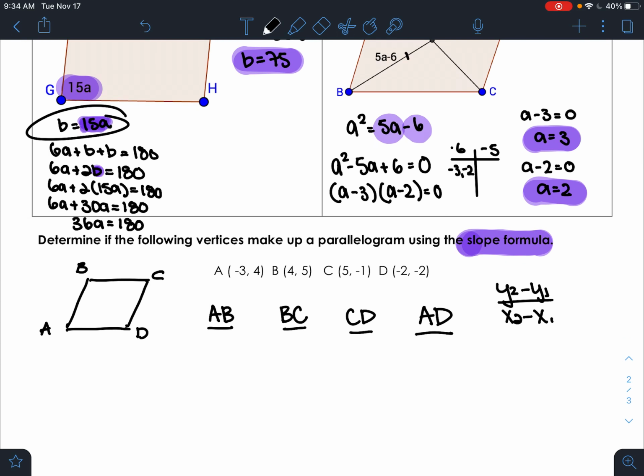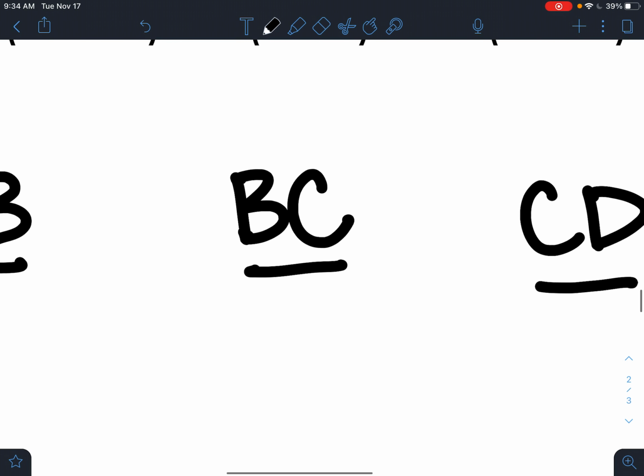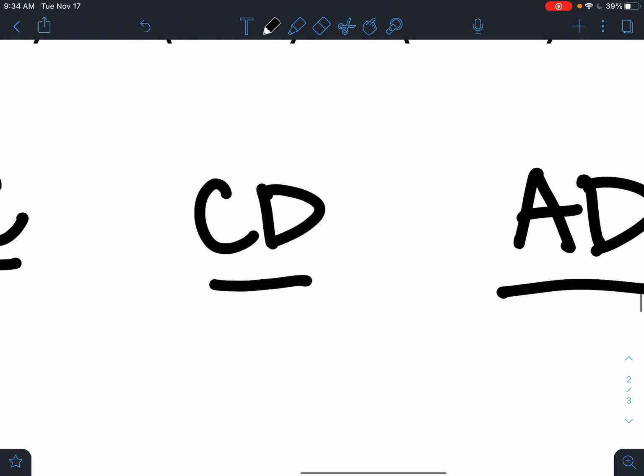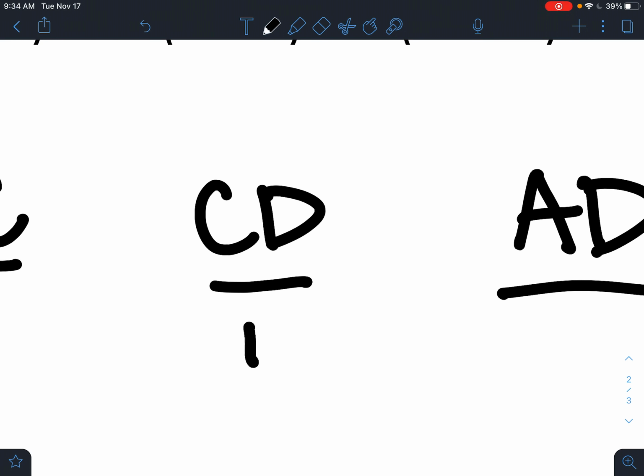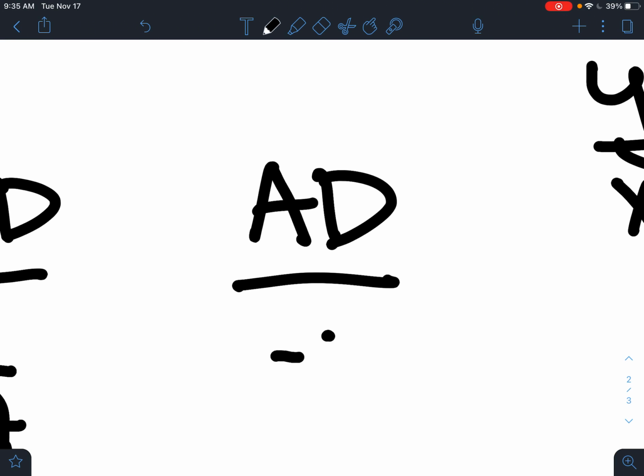Okay, so I'm going to tell you guys what the slopes are. The slope of AB is 1/7. The slope of BC is -6. The slope of CD is 1/7. And the slope of AD is -6.